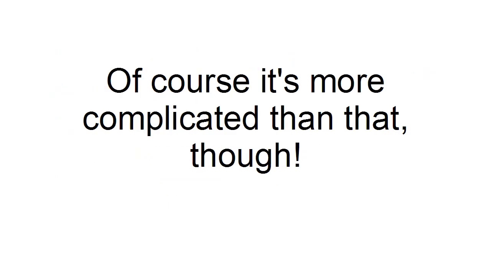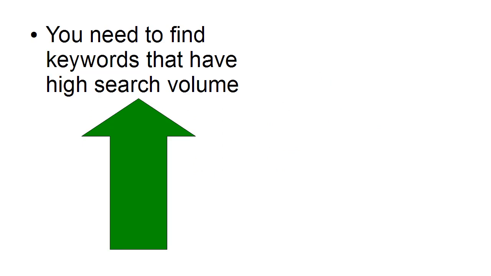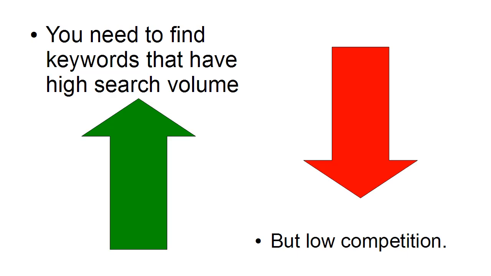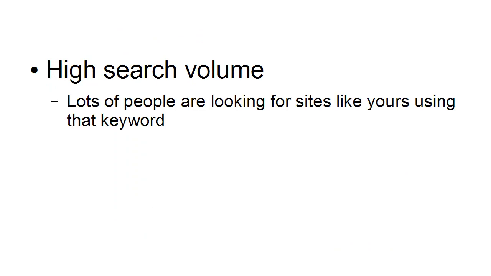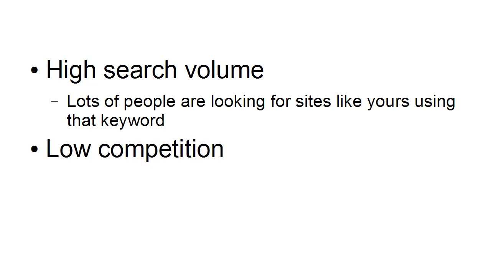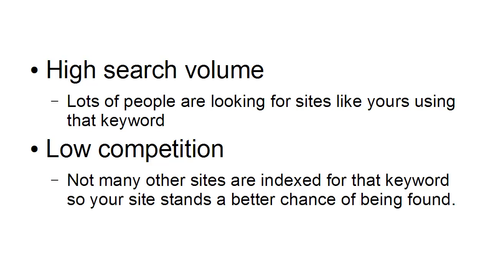Of course, it's more complicated than that, though. You need to find keywords that have a high search volume, but keywords that have low competition. Now, what do these two terms mean? Well, high search volume means that lots of people are looking for sites like yours using that particular keyword. And low competition means not many other sites are indexed for that keyword, so your site stands a better chance of being found.